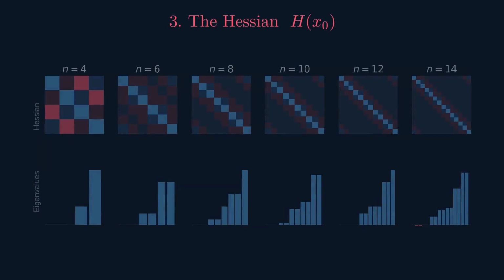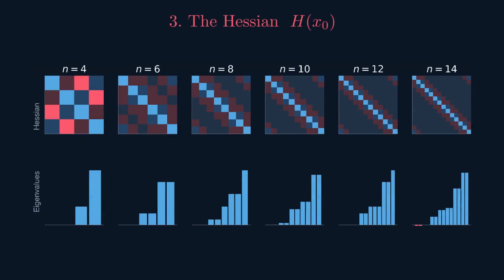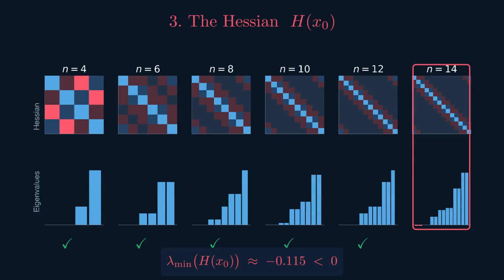Here is the Hessian at x0 for a few values of n. The entries have a clean cyclic pattern, and the spectrum is easy to read. For n equals 4, 6, 8, 10, and 12, every eigenvalue is non-negative. No direction locally lowers S below n over 2. Then at n equals 14, two eigenvalues slip below 0. That is the threshold. A direction v now exists along which S strictly decreases.